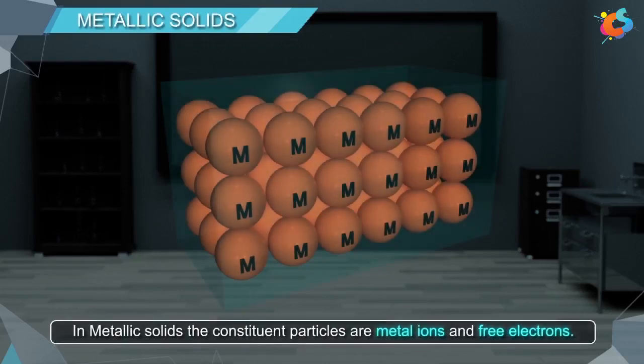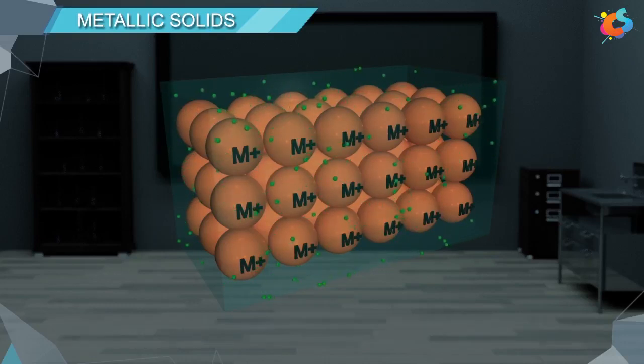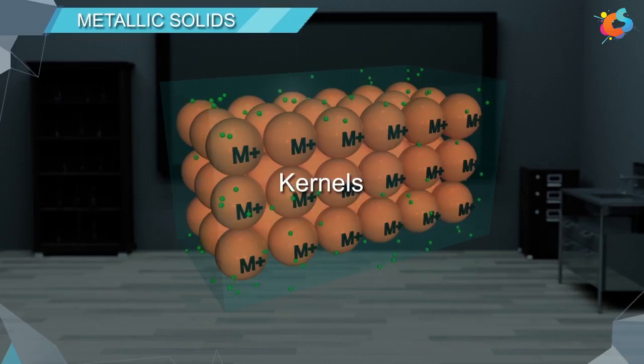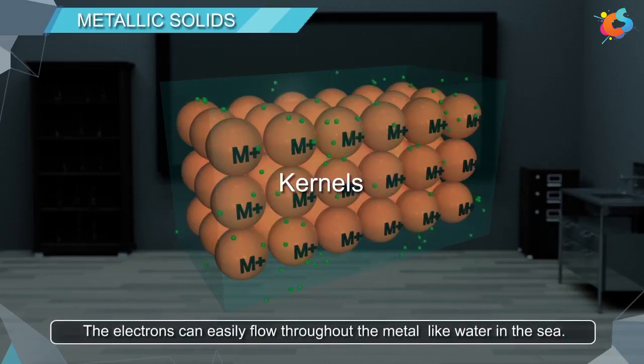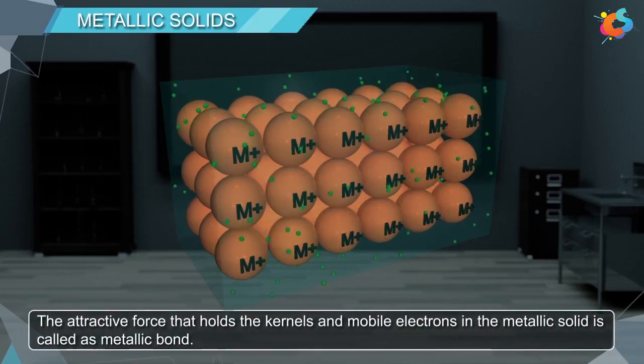In metallic solids, the constituent particles are metal ions and free electrons. Metals have a tendency to lose electrons and become positively charged ions. These positively charged metal ions are called kernels, and the electrons can easily flow throughout the metal crystal like water in the sea. These mobile electrons are attracted by the positively charged ions and hold these ions together. The attractive force that holds the kernels and the mobile electrons in the metallic solid is called metallic bond.